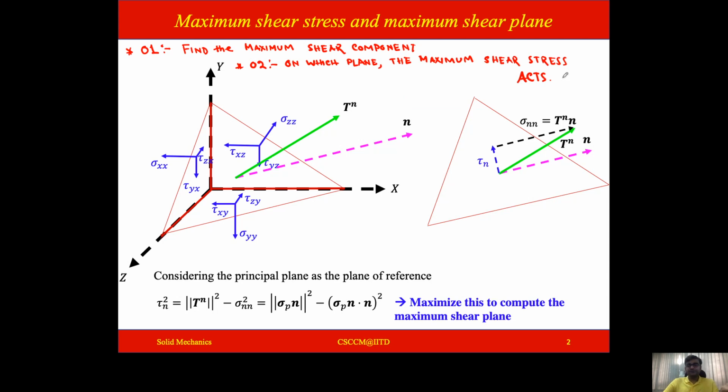So we want to find out the plane as well as the shear stress itself. And how are we going to do it? We are going to do it by following the exact same procedure that we followed for determining the maximum normal stress, which was also known as the principal stress. So let me go to the white screen and start with the derivation. Suppose we have an arbitrary body, something like this, and say there are some forces that are acting on this body.